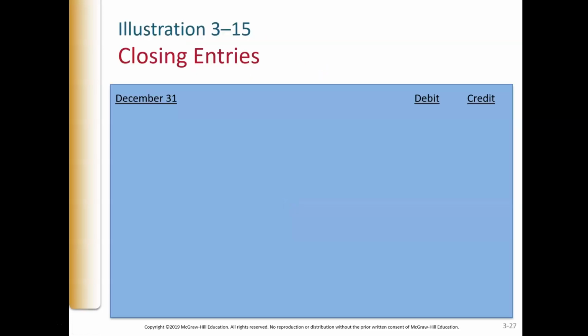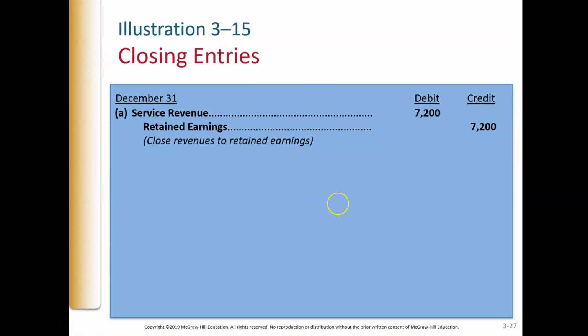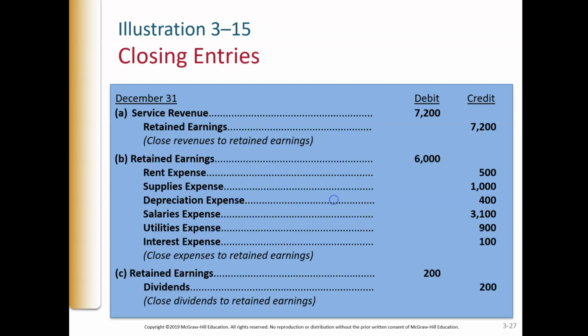Closing entries. They're pretty simple. You can make them complex, but don't. This is the only time you will debit a revenue account, when you close it. So if it has a credit balance, you debit it to close it. And you close it to retained earnings.